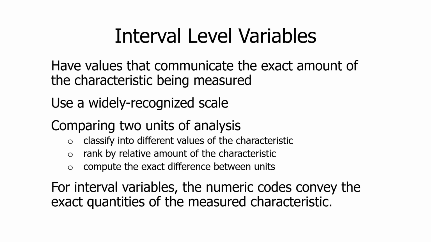The values permit you to rank by relative amount of the characteristic. And this is the bonus with intervals: the values permit you to compute the exact difference between units. So you have all this power. The numeric codes convey the exact amount of the measured characteristic. Let's look at an example here.